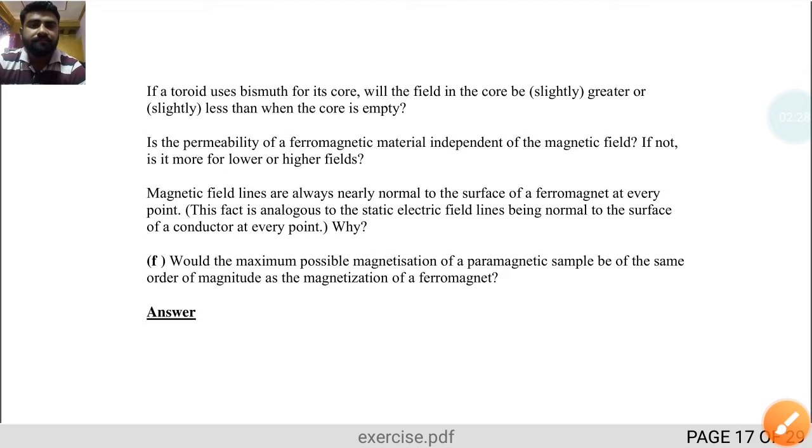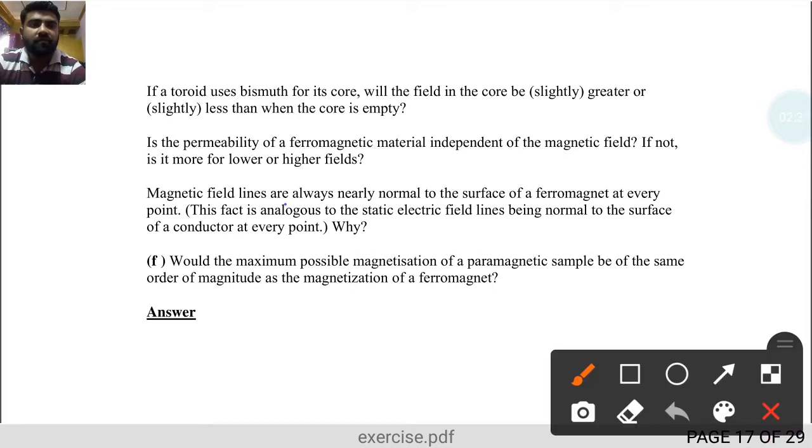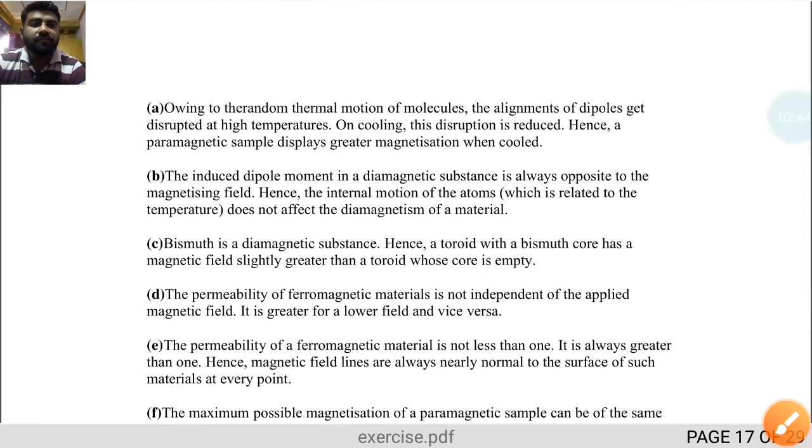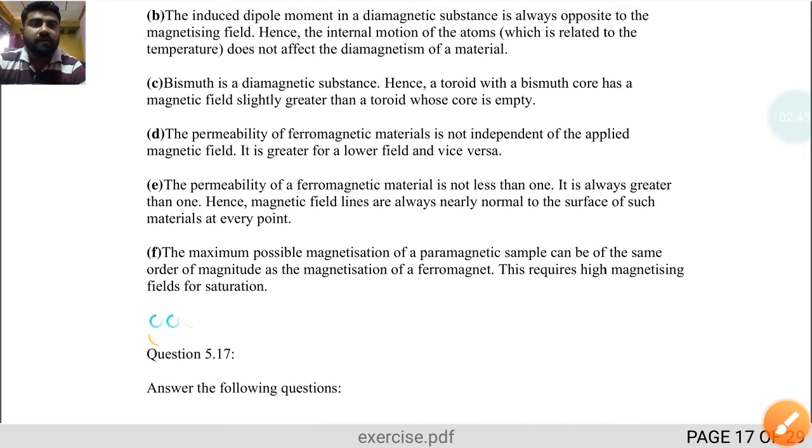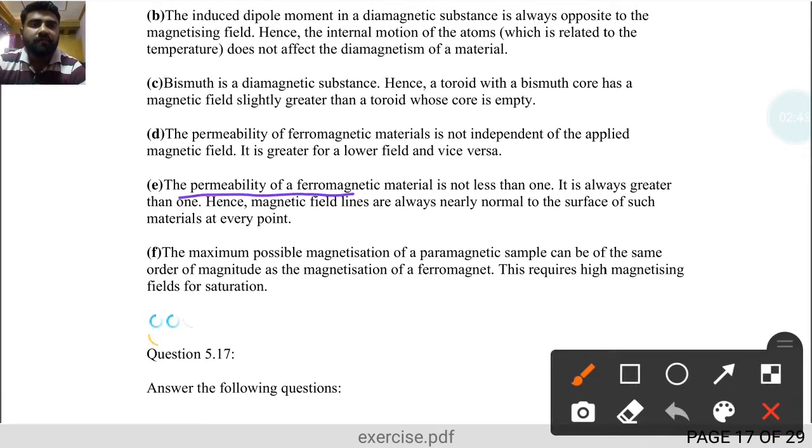Then next, magnetic field lines are always nearly normal to the surface of a ferromagnet at every point. This fact is analogous to static electric field lines being normal to the surface of a conductor at every point. Why? The answer is that the permeability of ferromagnetic material is not less than 1. It is always greater than 1. Hence, magnetic field lines are always nearly normal to the surface of such materials at every point.